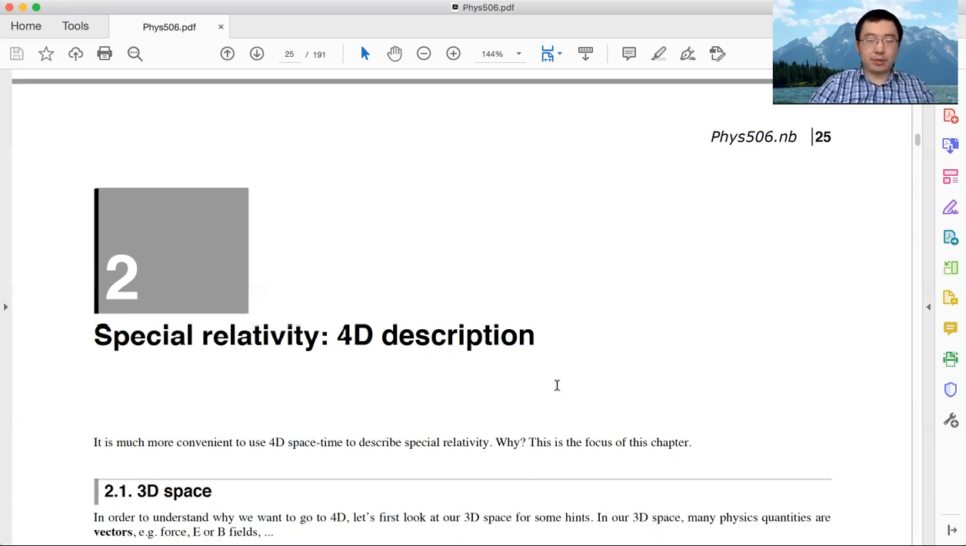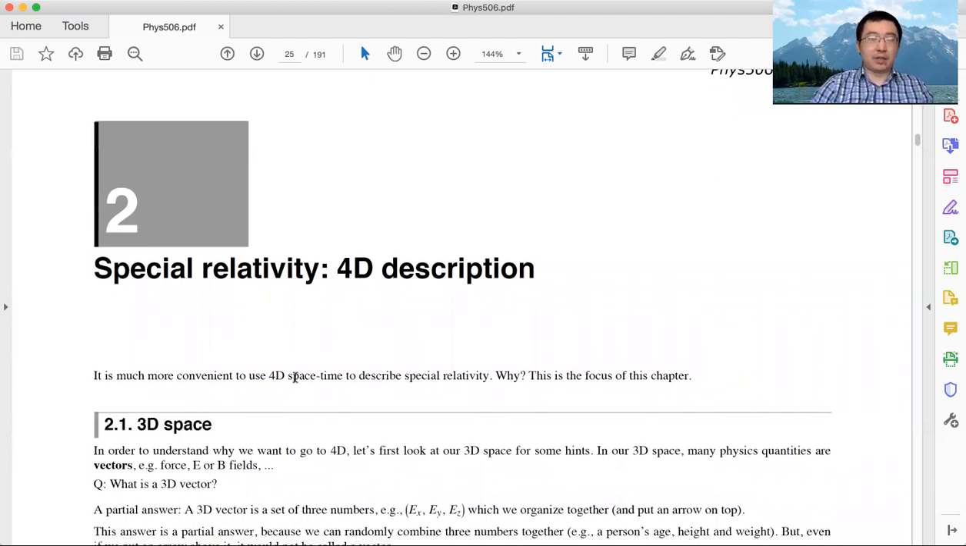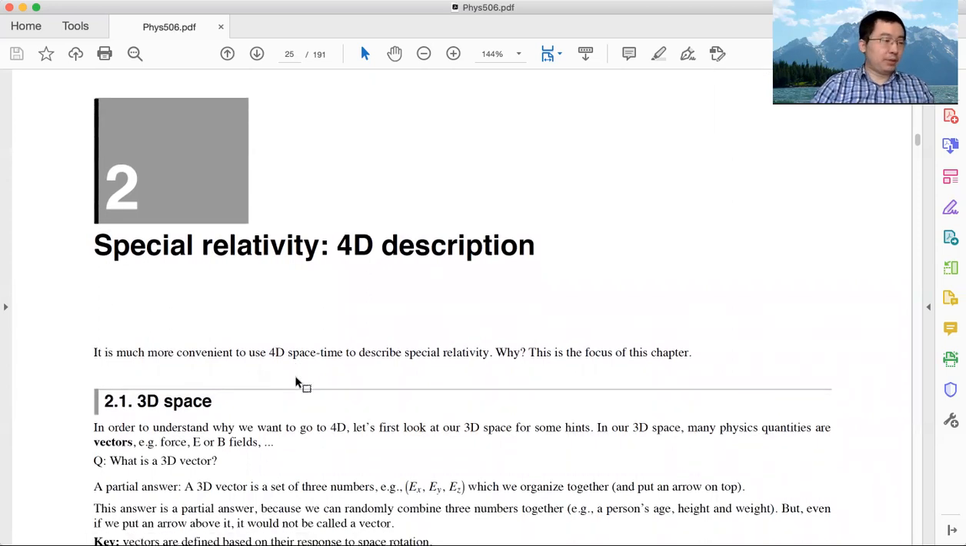Basically, in this chapter, we are focusing on the question: why do we need to utilize a four-dimensional description to describe special relativity? Why is Newton's mechanics' three-dimensional space enough, but in special relativity we need to go to 4D? That's the focus of this chapter. After that, we will utilize this knowledge and technique to look at the dynamics of special relativity. But before we go to 4D, let's first do a quick revisit of three-dimensional space.